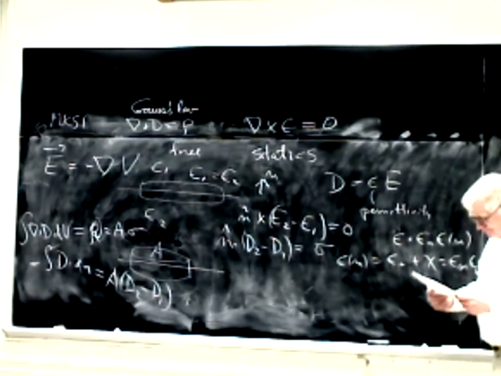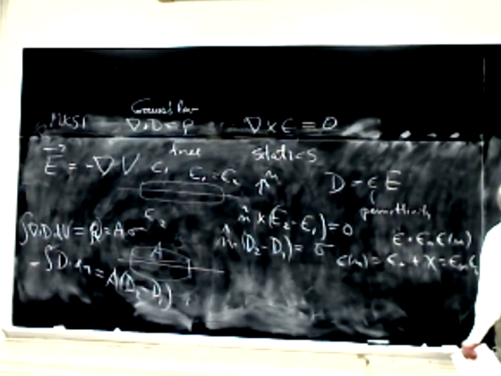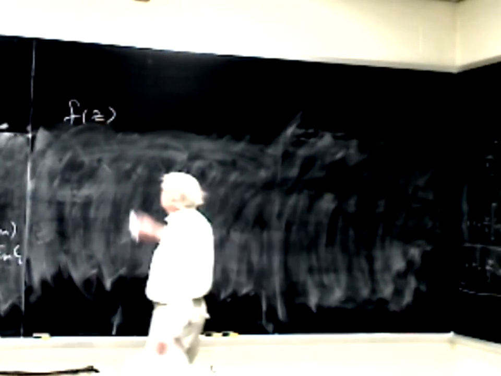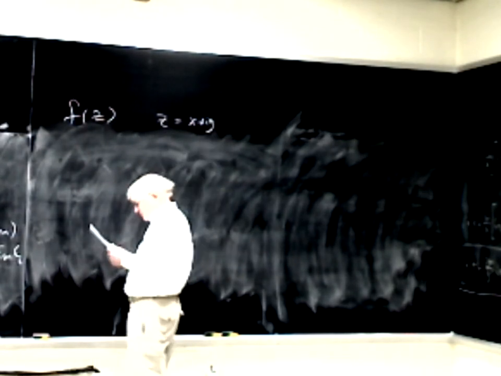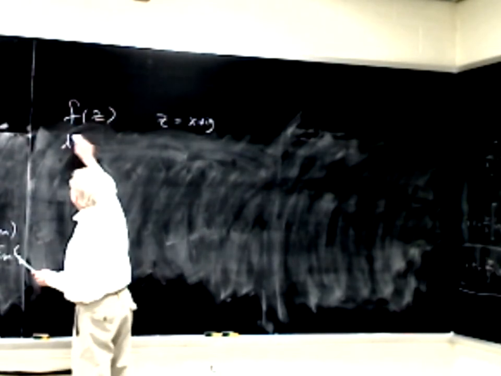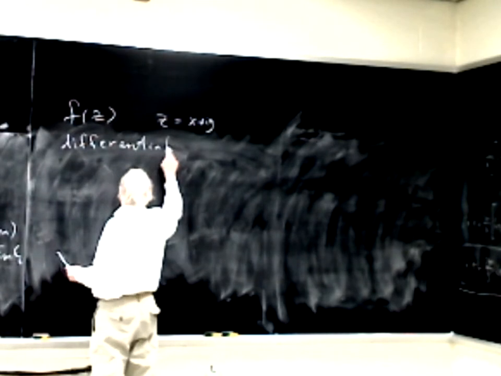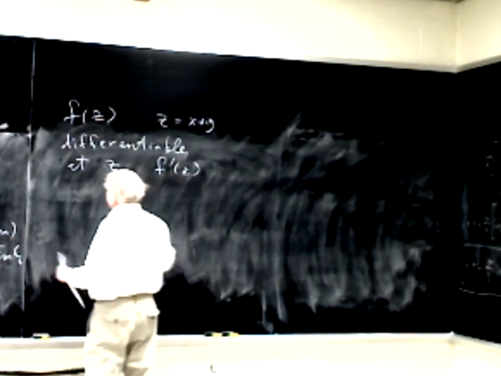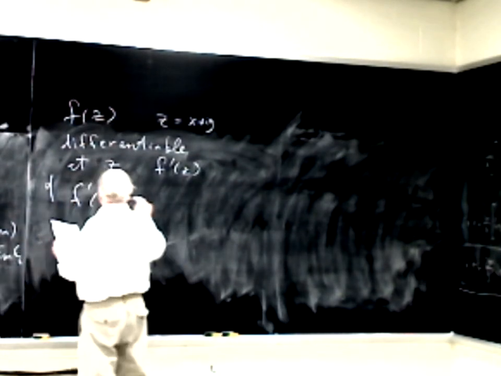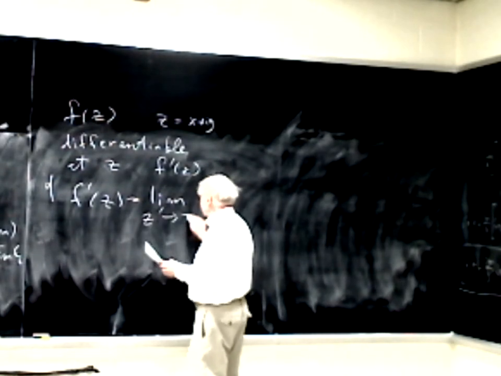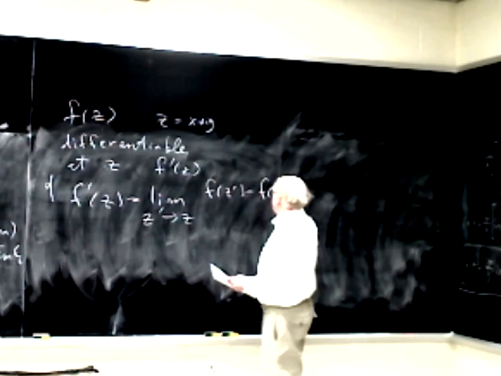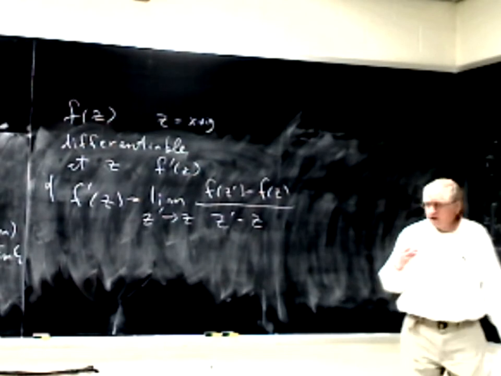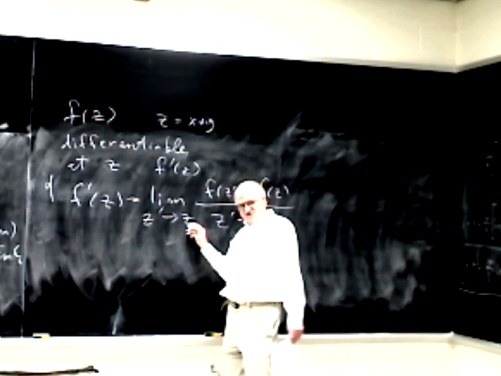Let's go to complex variable theory then. What we're talking about is an analytic function. First of all, it's a function of a complex variable z. z is x plus i y. We're saying that this is differentiable at z with derivative f prime of z if the limit, f prime of z, which is the limit as z prime goes to z of f of z prime minus f of z over z prime minus z, exists no matter how z prime approaches z in the complex plane.